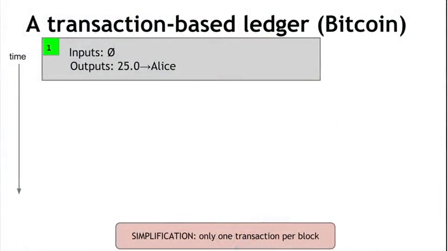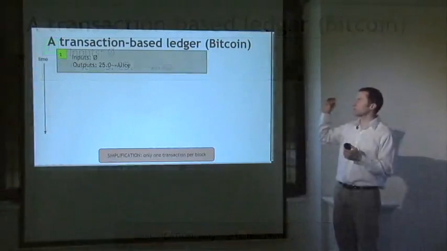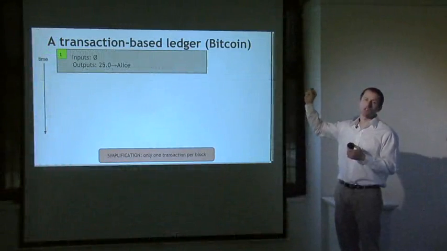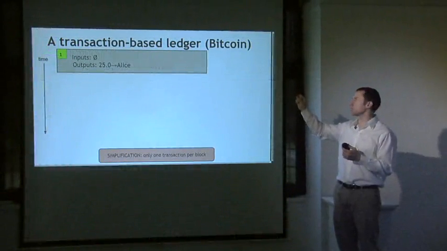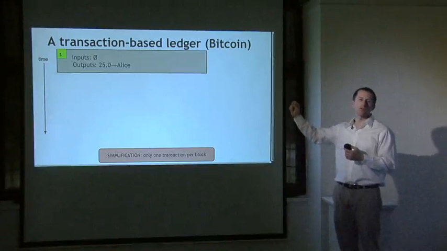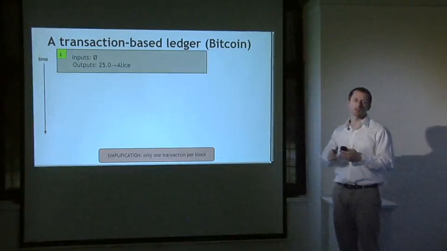Instead, Bitcoin uses a ledger that just keeps track of transactions. So how does that work? This is a transaction-based ledger which is very close to Bitcoin. Now transactions explicitly specify a number of inputs and a number of outputs. And transactions also each have a unique identifier. So we'll start with transaction 1, which has no inputs because this is new currency being created, and an output of 25 coins going to Alice.